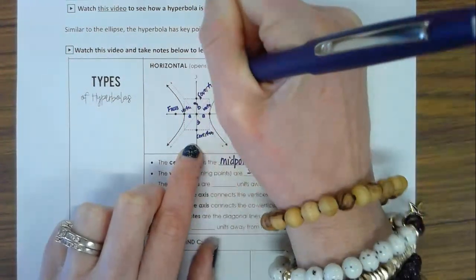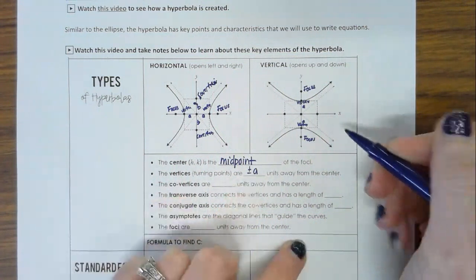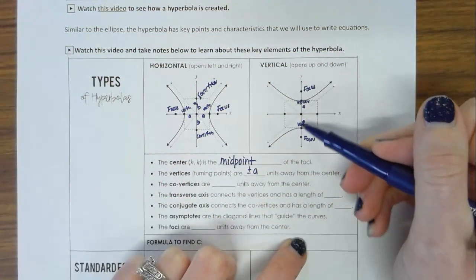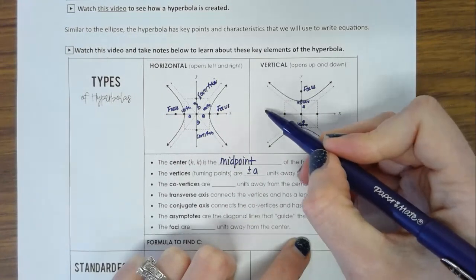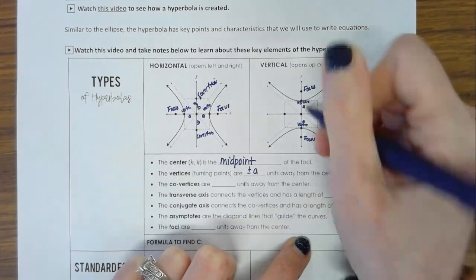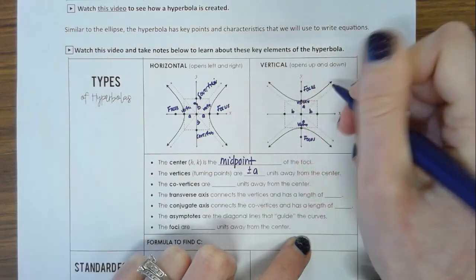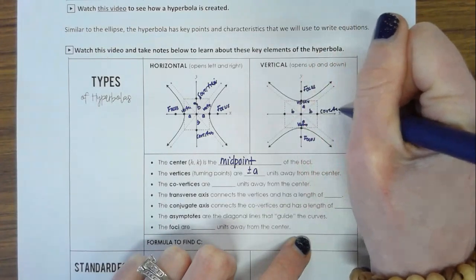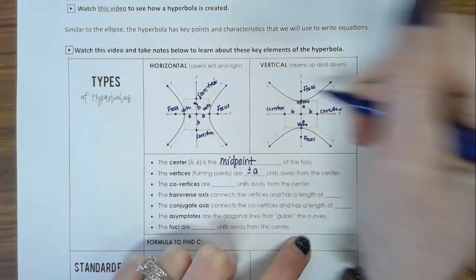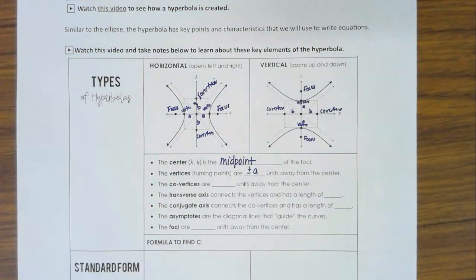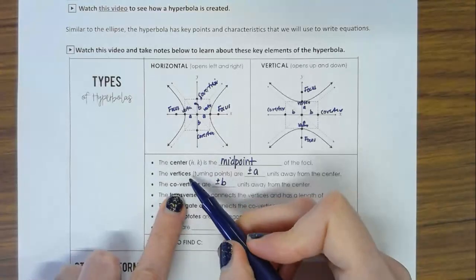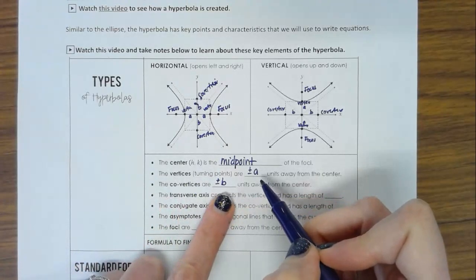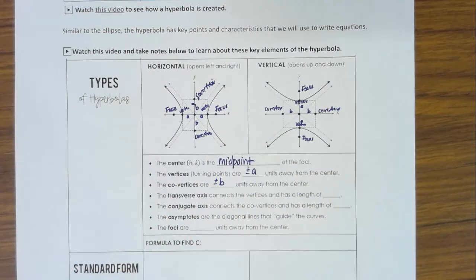I just wrote co-vertex. If my A units went up and down to my turning points on my hyperbola here and my axis was vertical, my co-vertices are going to go horizontal B units away to the right and B units to the left. So we would get a co-vertex here and a co-vertex over there. So our co-vertices are going to be plus or minus B units away from the center. So the good news is same vocabulary as our ellipse, same relationship. It's just they look different when we're working with a hyperbola.